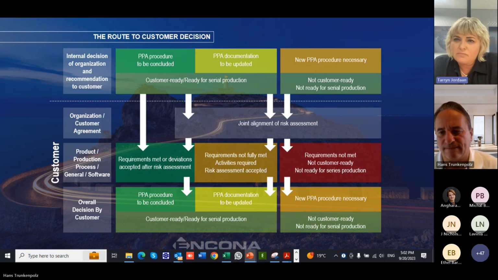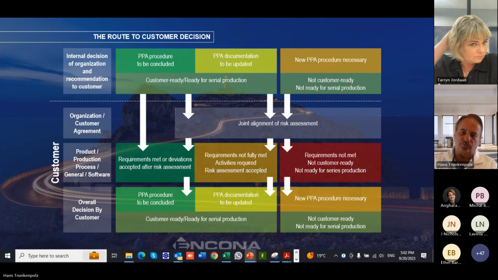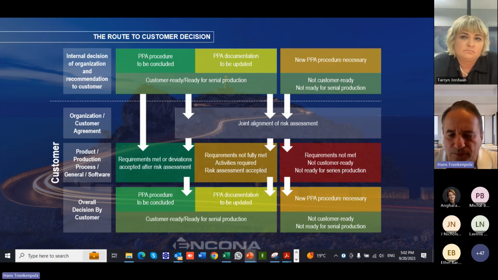A question from Eric. Can you ship with the proposal for conclusion, or do you still have to wait for the customer conclusion? Can you ship with the proposal for the conclusion to the supplier's proposal? No, you can't. Okay.